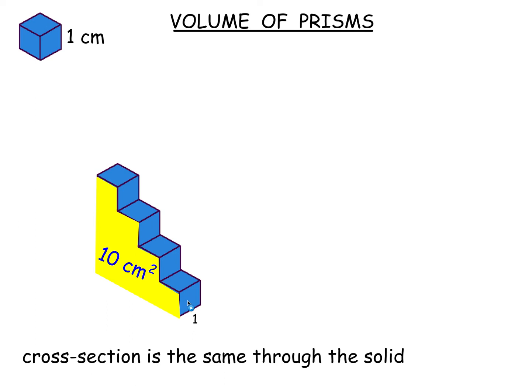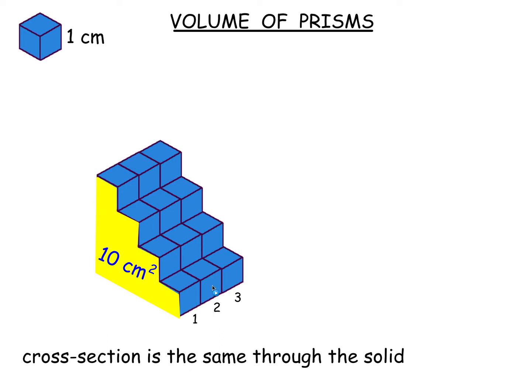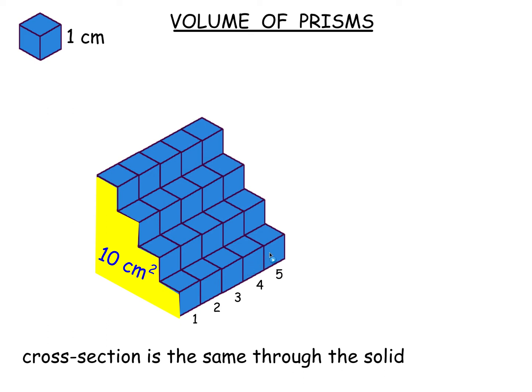Volume 10 cubic centimetres. If I put another layer on, so it's now 2 centimetres deep, its volume's 20 cubic centimetres, 2 lots of 10. Third layer, 30 cubic centimetres, 3 lots of 10. 40 cubic centimetres, 4 lots of 10, and so on. There's 60 cubic centimetres because its depth is 6. So every time I put another layer on, I'm increasing the volume by 10 cubic centimetres.